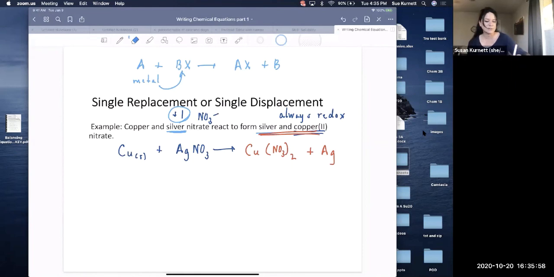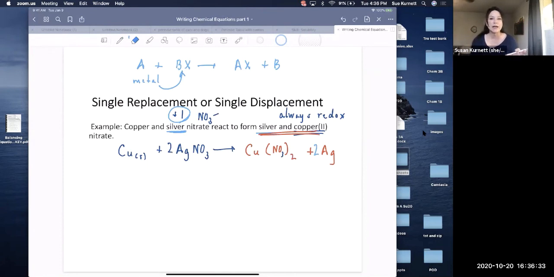It doesn't matter. And so I look here and I say 1 copper on the left, 1 copper on the right. Copper's good. 2 nitrates on the left, 1 nitrate on the right. I better add a 2. When I added that 2, I now have 2 silvers. I'm going to need a 2 over here. So I'm just kind of pinging back and forth between reactants and products and trying to get the right number of atoms on each side.